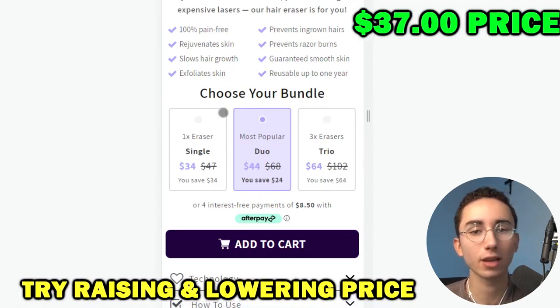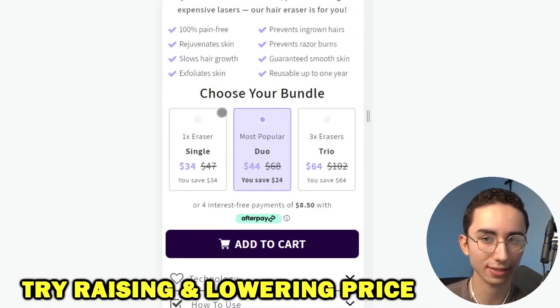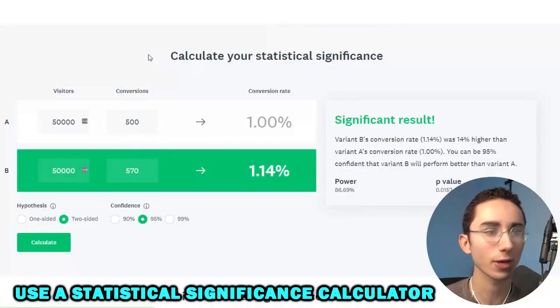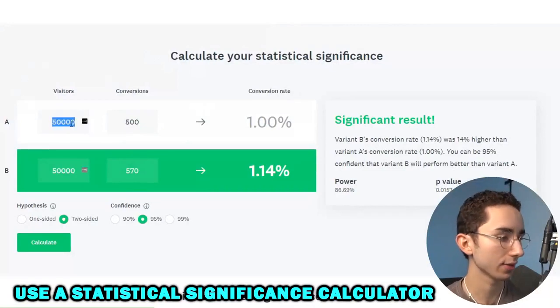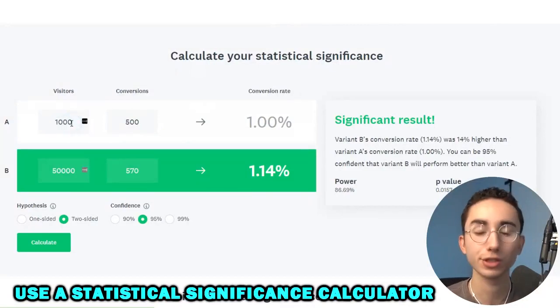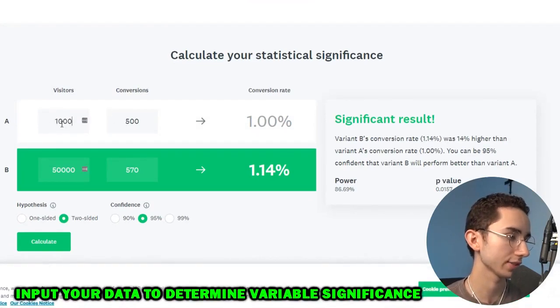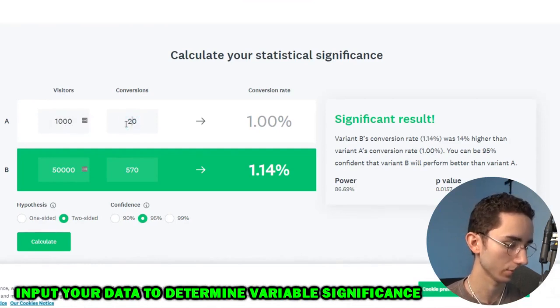You can raise and lower your price and get totally, drastically different conversion rates, but you need to know how to analyze these tests when you are actually doing them. That's why I always use an A/B testing calculator like the one from SurveyMonkey. So let's say, for instance, we get 1,000 website visitors on our first offer of $34 for this razor, and from those 1,000 visitors, let's say 20 of them actually convert into a purchase. So we'll do 20 just like that.